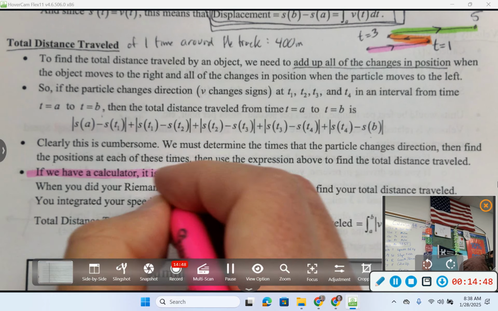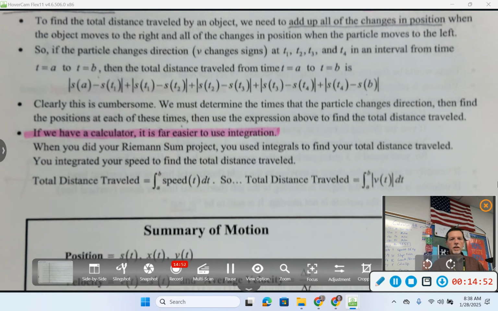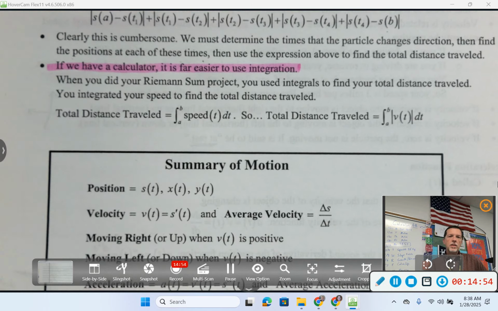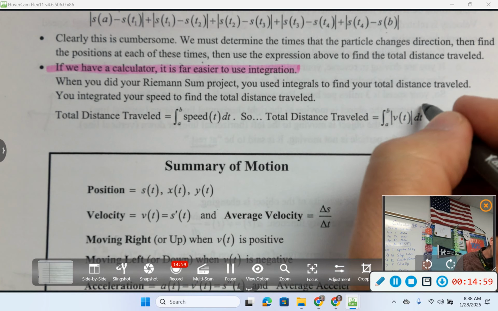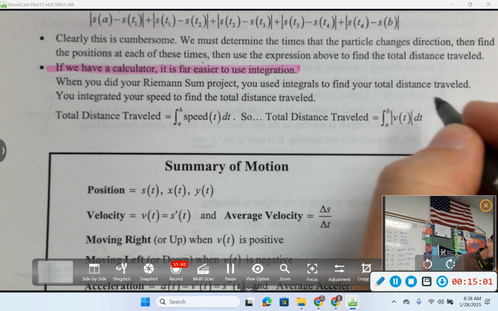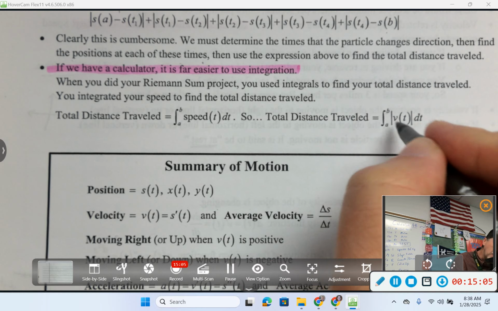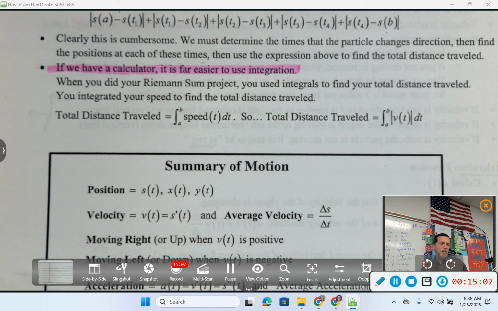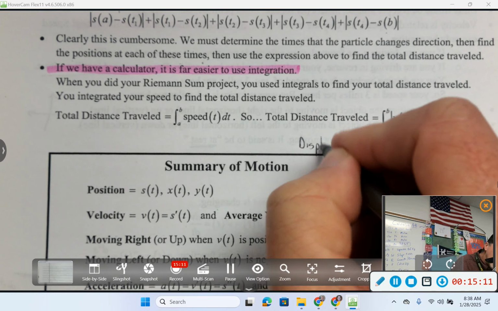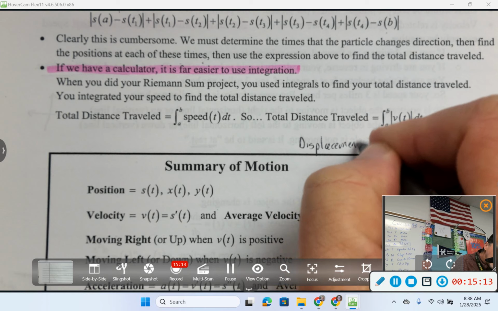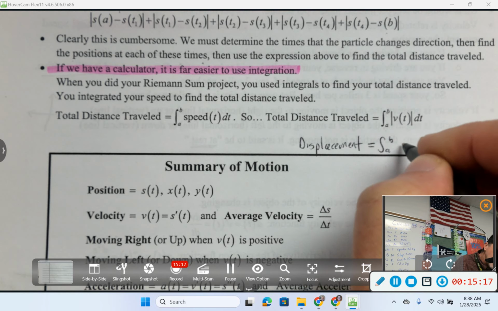If we have a calculator, it's much easier. Okay, we didn't do a Riemann sum project, but total distance traveled is the integral from A to B of the absolute value of velocity. In fact, let's put the displacement formula right here with it, because that helps us see the difference.